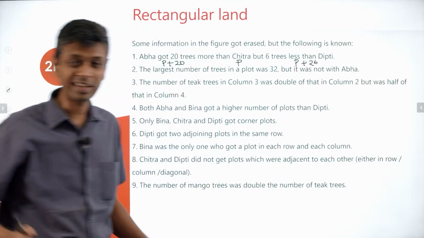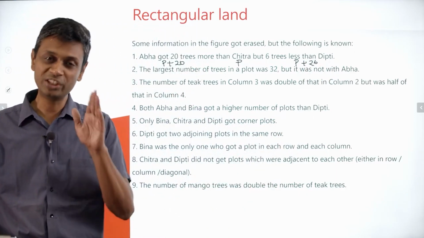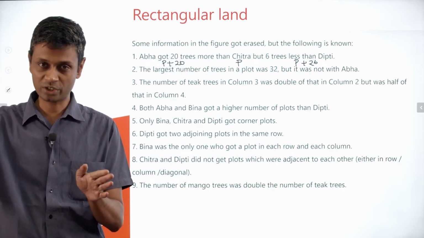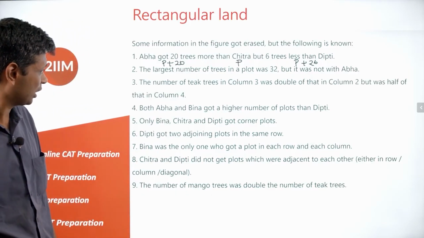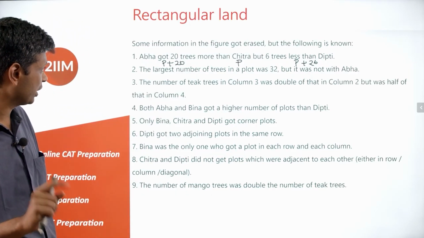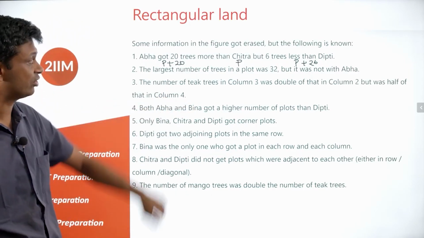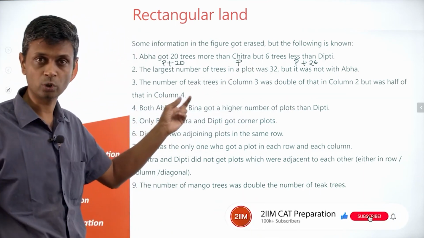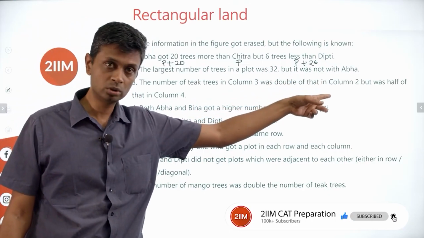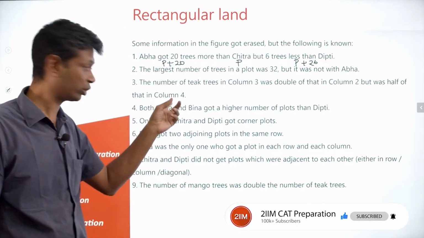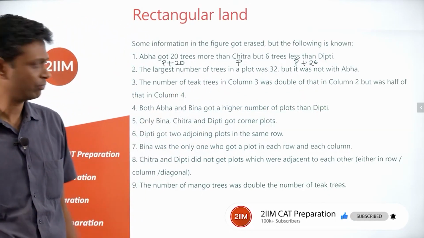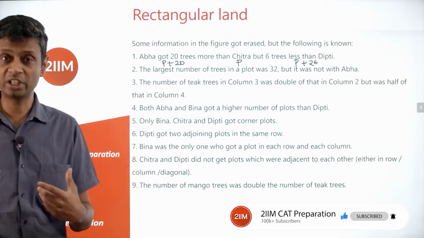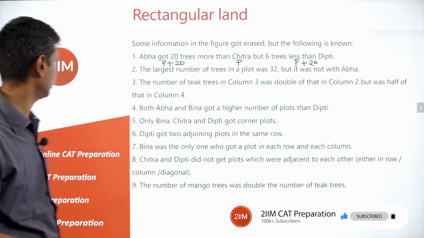My preference is to not have a minus. So have the least one as P so that you can work upwards from there. Likewise, one constraint was very interesting. The number of teak trees in column 3 was double that in column 2, but half that in column 4. If you assume a variable for column 2, this is twice of that, this is 4 times of that. That could be a very useful constraint. So some constraints leap out and give us something. So I'm going to pick those and start from there.